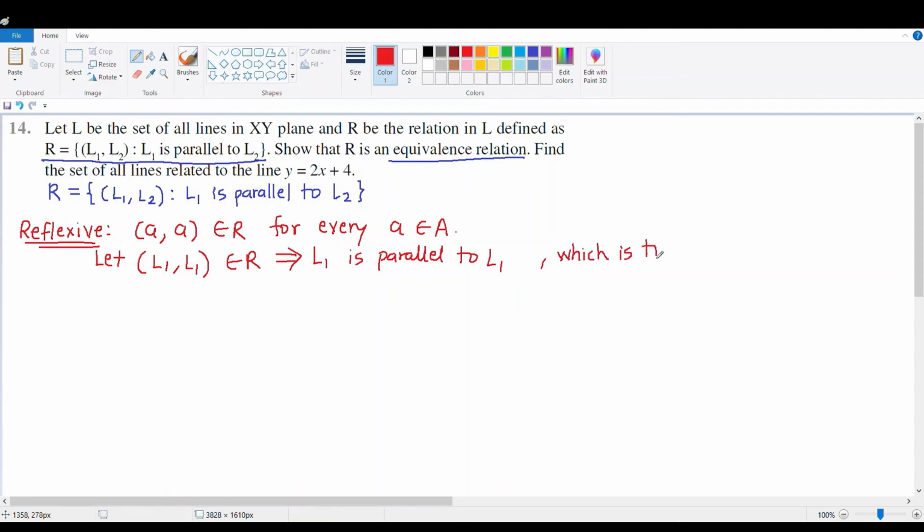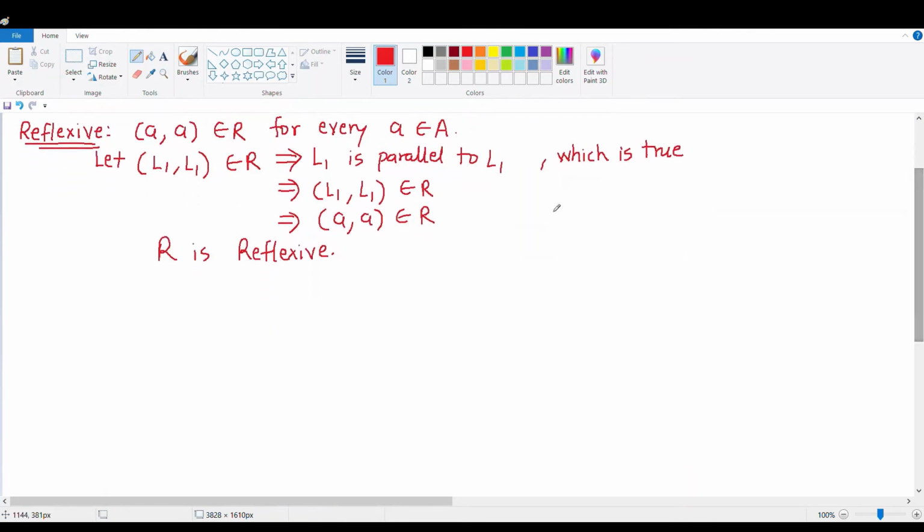which is true. That means (L1, L1) belongs to R, and since L1 is nothing but our A, that means (A, A) belongs to R, which we were supposed to prove, and that's what we just did. So R is reflexive. Now we are going to show symmetric.